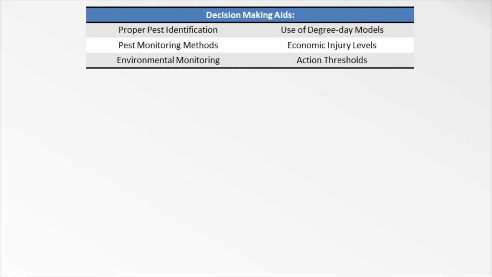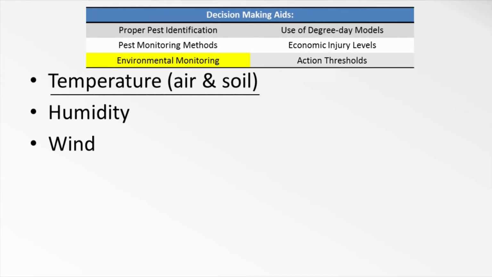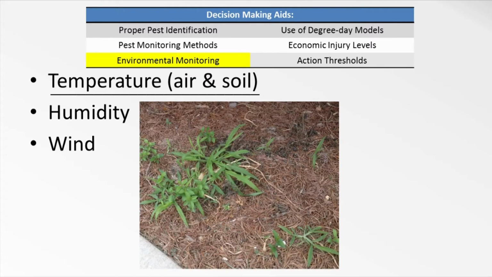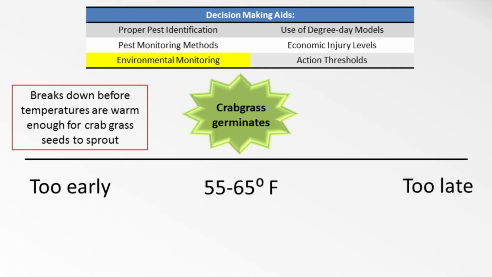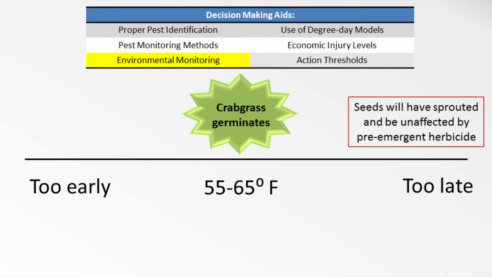In addition to tracking the pest, environmental monitoring can also be a useful tool. Air and soil temperature are directly related to pest development and growth. For example, crabgrass doesn't germinate until the soil temperature is between 55 and 60 degrees Fahrenheit. This is important if you want to use a pre-emergent herbicide to prevent germination. If you put the herbicide on too early, it will break down in the soil and not be effective when the temperature is warm enough for the seeds to sprout. On the other hand, if it's applied too late, the seeds will have already sprouted and be unaffected by the pesticide.